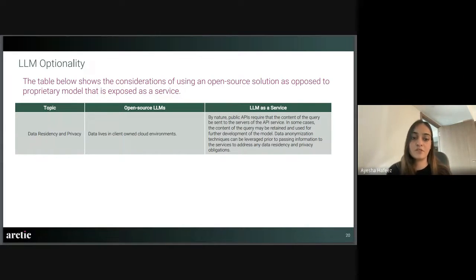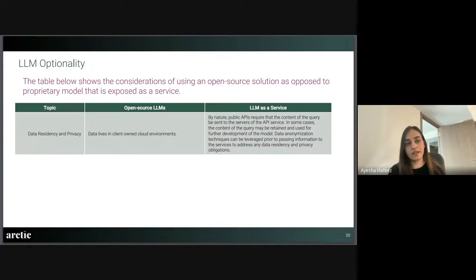The last and the most important factor here, given that this is in the cybersecurity domain, is data residency and privacy. In open source, since you are hosting it internally, you can control the data flow, and it likely stays within your own environment. Whereas when you're using public APIs, your data does get passed on to the service. You could leverage certain techniques like anonymizing your data before you pass it to the LLM, but there is a risk of data leaking into the service and the service using it for their own purposes. So these are a few factors that you need to consider between the two.